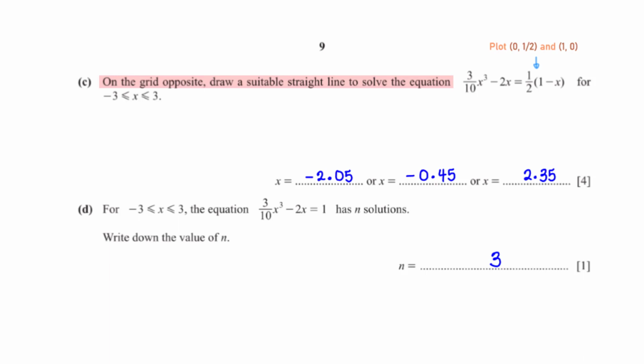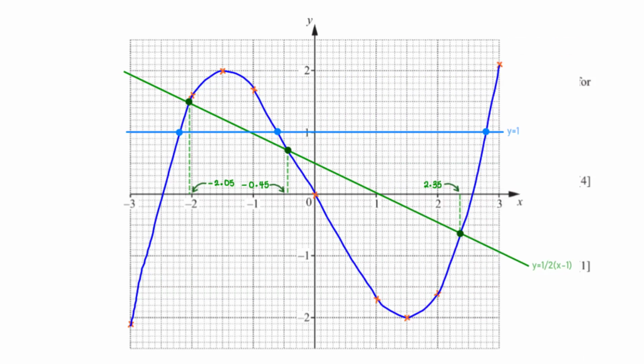To draw the line y equals half of (1 minus x), we need at least 2 points on this line. When we plug in x equals 0 into the equation, we get y equals half. And when we plug in x equals 1 into the equation, we get y equals 0. On the grid, we plot the points (0, 1/2) and (1, 0) and connect these points with a straight line. When we are done, we see that the x-coordinates of the intersection points are -2.05, -0.45 and 2.35.